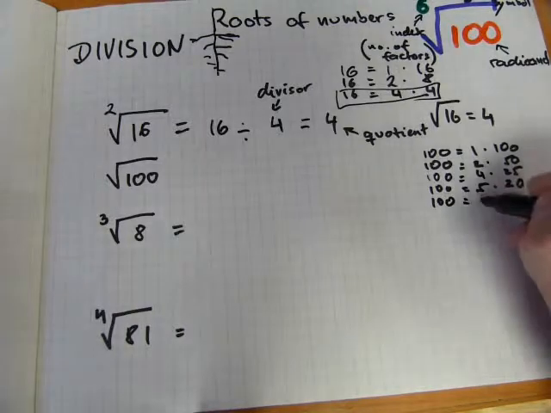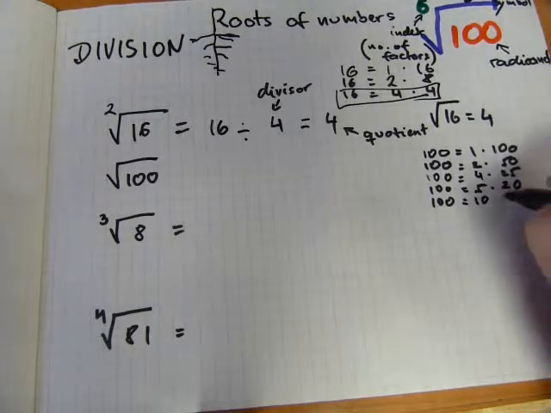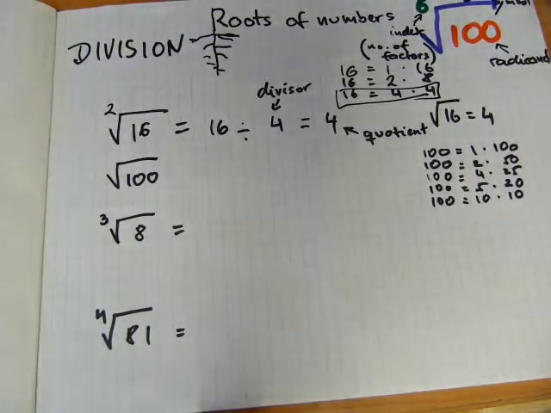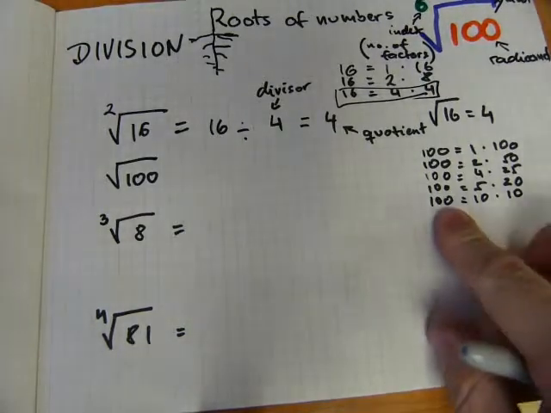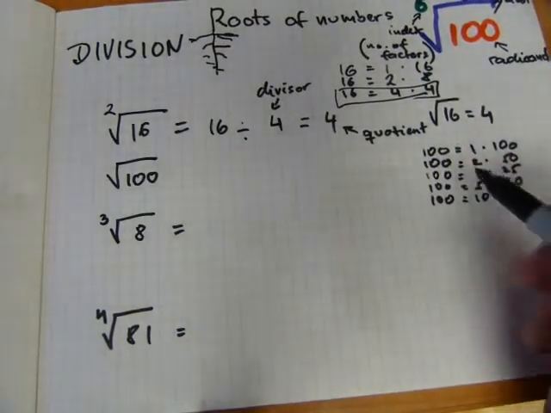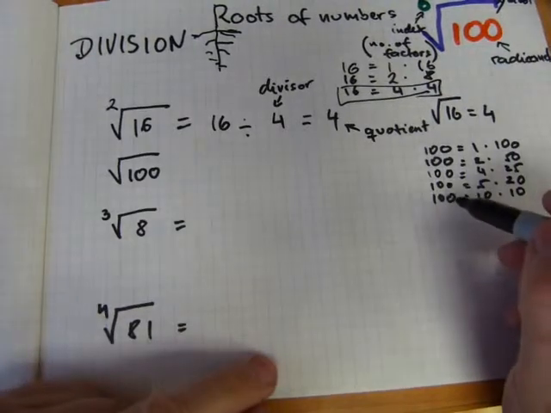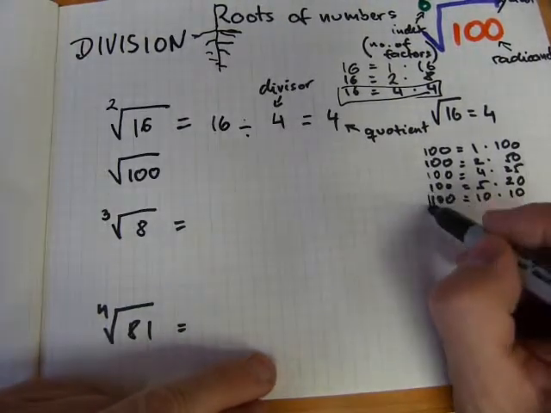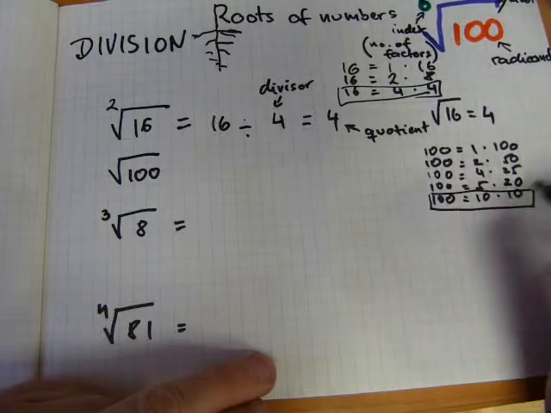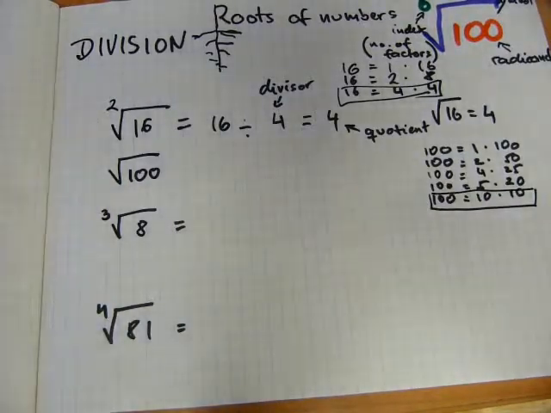No, doesn't work. 8 doesn't work. I'm just going to go 10 by 10. How about that? So 100 has factors, but by determining the root of 100, this is what we mean.